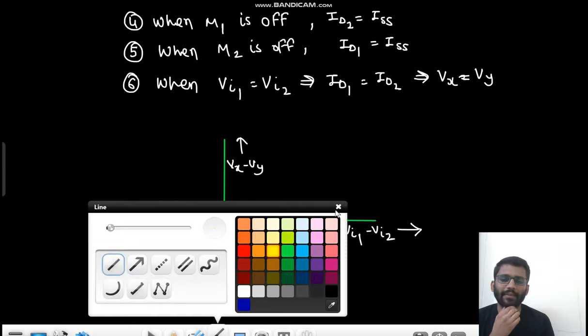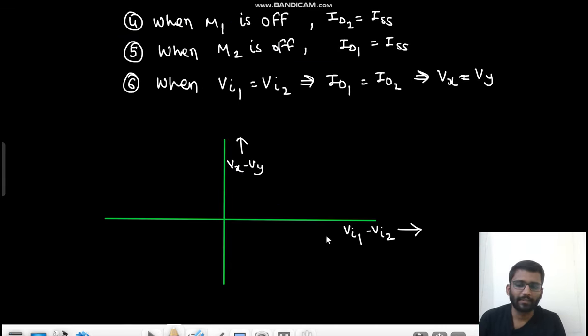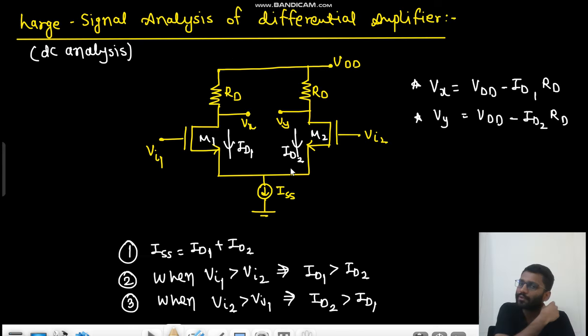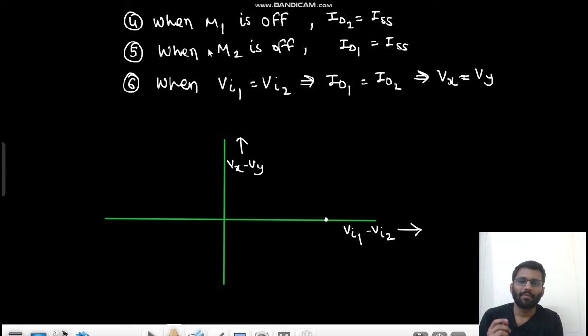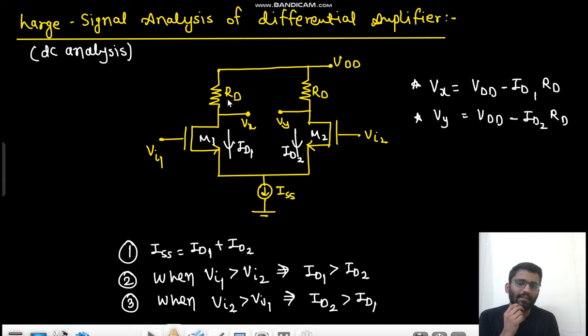Let us assume your VIN1 is so high that VIN1 minus VIN2 is positive, that means your VIN1 is higher than VIN2, that means your VIN2 is very low. If VIN2 is very low, that means this transistor is off. If this transistor is off, that means your ID1 is equal to ISS. When M2 is off, ID1 is equal to ISS, so your VX would be equal to VDD minus ISS RD.